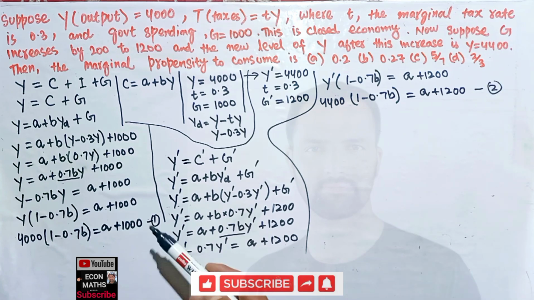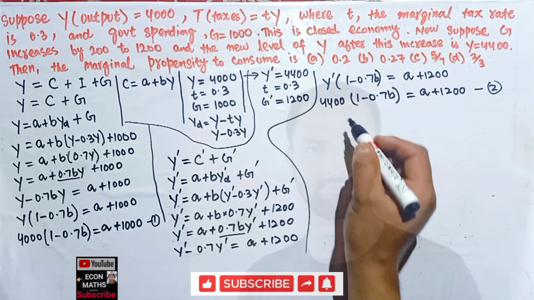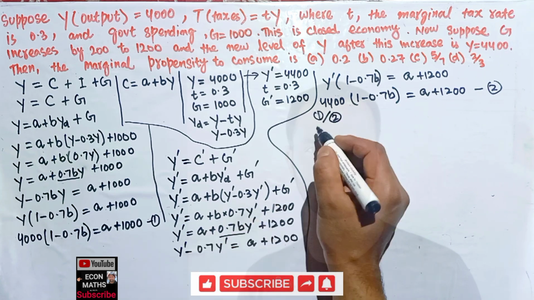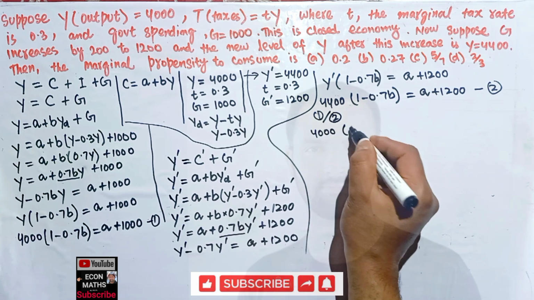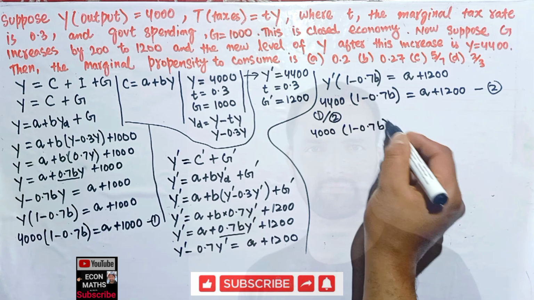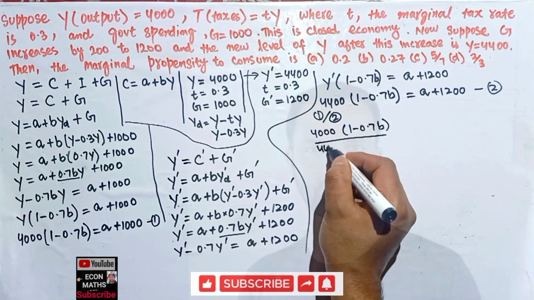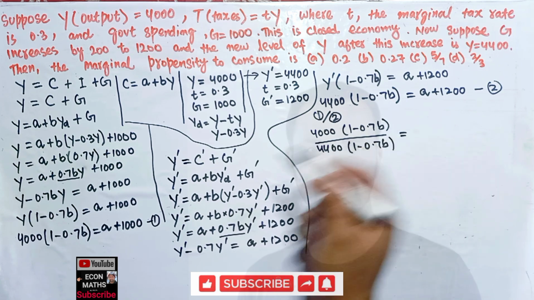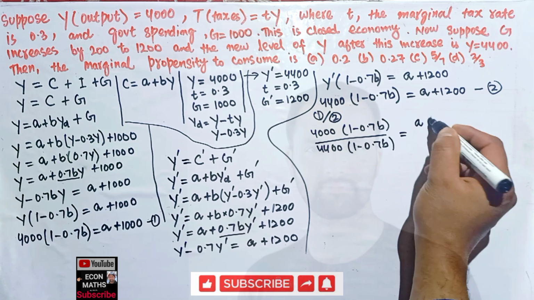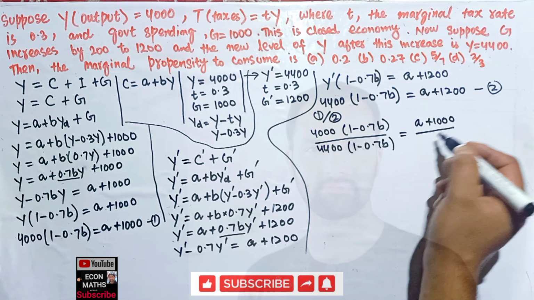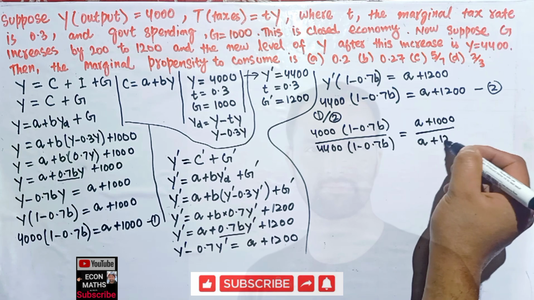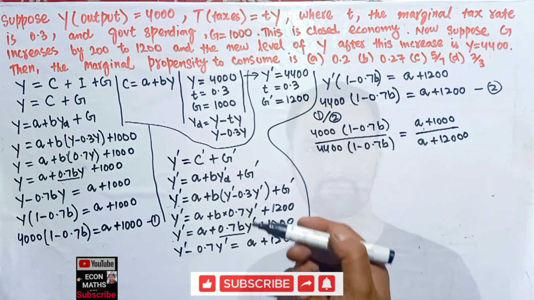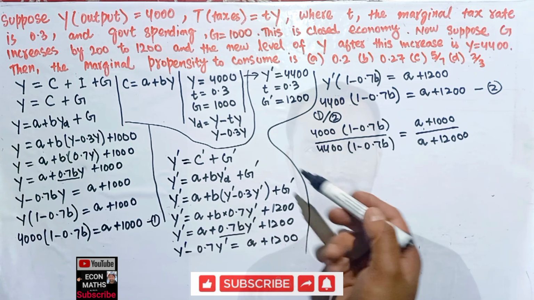Now what we can do, we will divide equation first by equation second. So dividing 1 by 2, we have 4000 (1 minus 0.7 b) upon 4400 (1 minus 0.7 b) is equal to a plus 1000 upon a plus 1200. First we need to find the value of a, then we can find the marginal propensity to consume, that is the value of b.